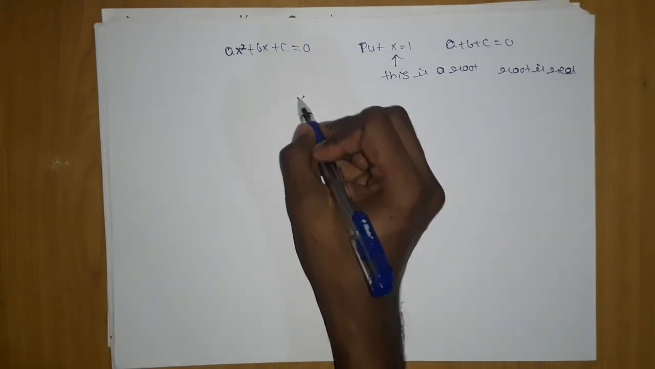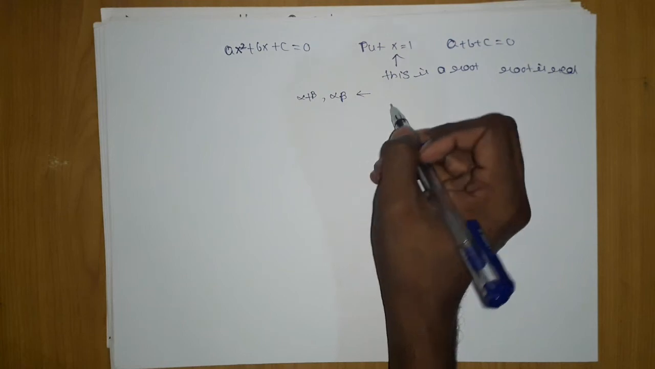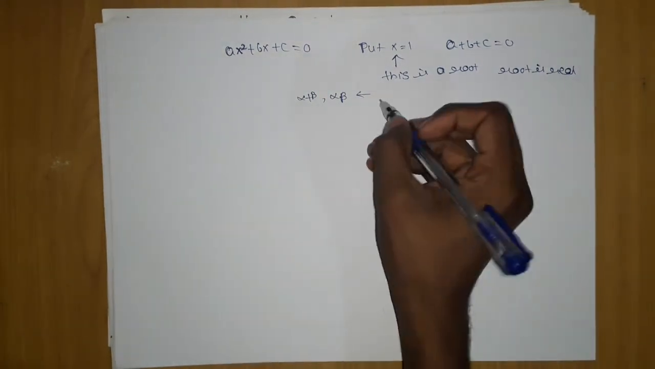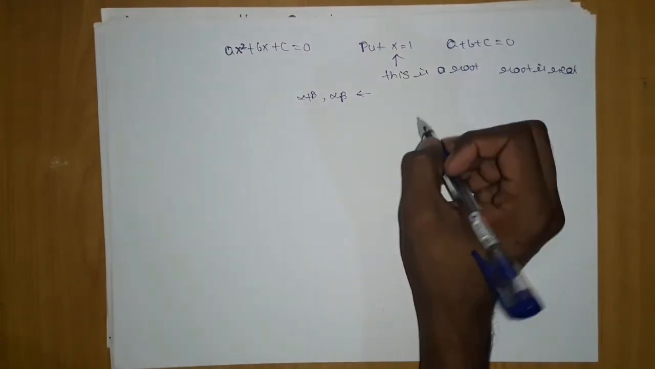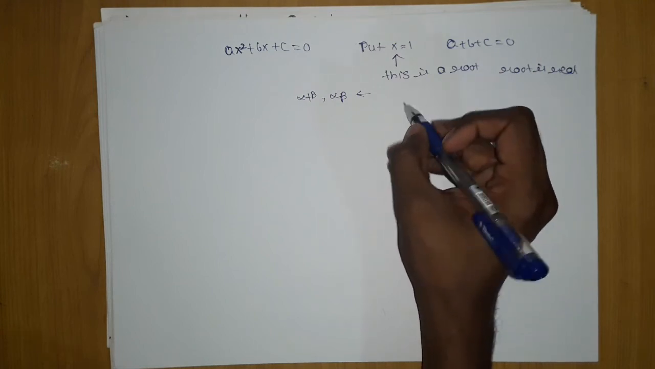Okay, can we use alpha plus beta? Can we use alpha into beta? No issue, but it will increase your time only. The better way to check that is that you know one root is real. The other root can be rational or irrational, doesn't matter. Okay, it will be real.